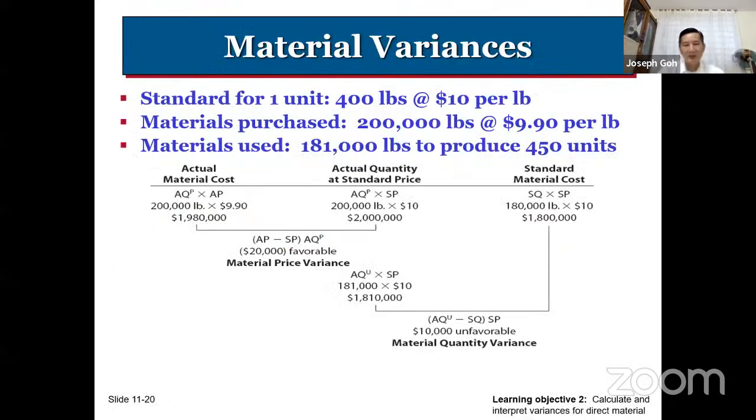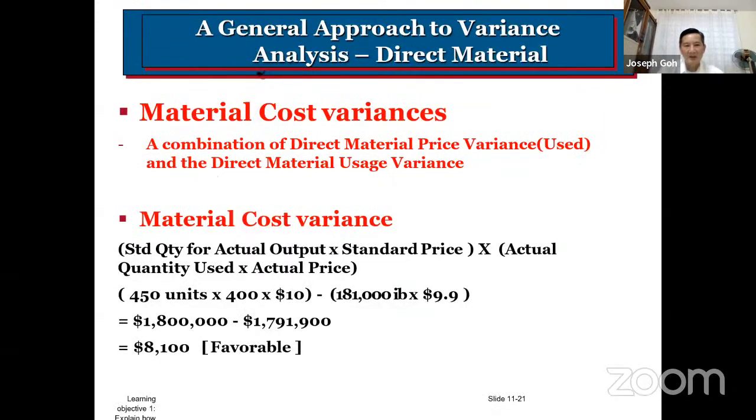Okay, after we do the material variance, this is not in the PPT presentation in our portal. This I added for you, so for you to attend your assignment question later on, because the question asked you the material cost variance. What does it mean by material cost variance? Material cost variance is the combination of direct material price variance and the direct material usage, I should say quantity variance.